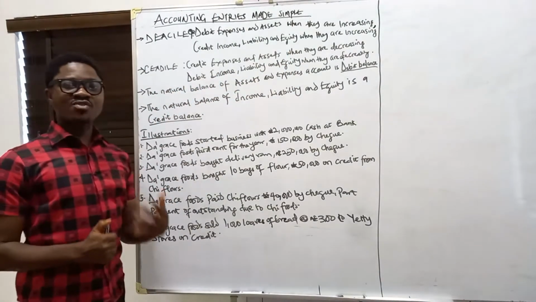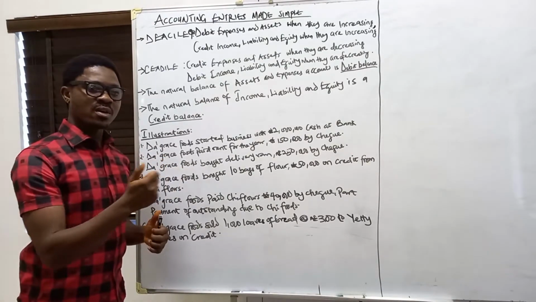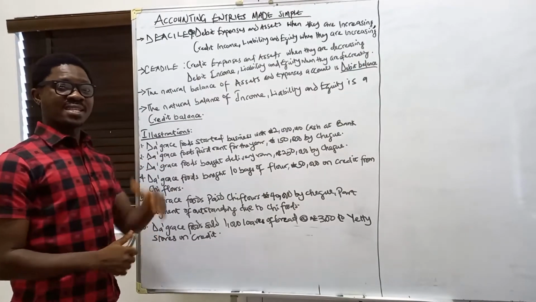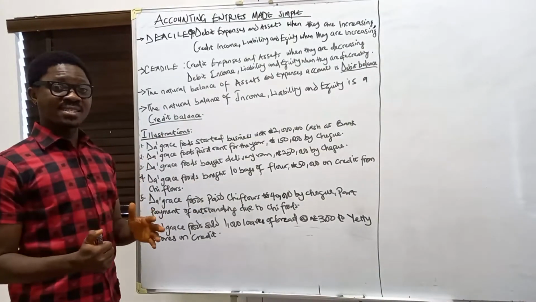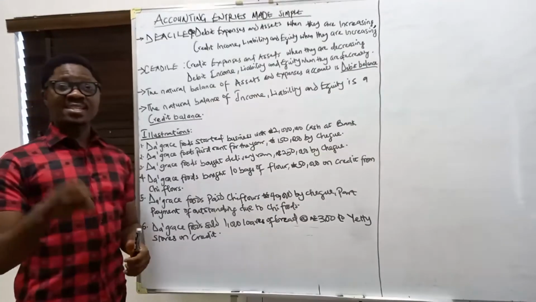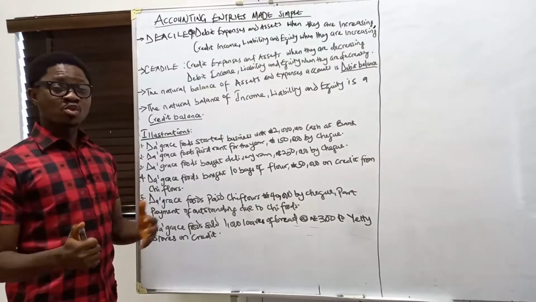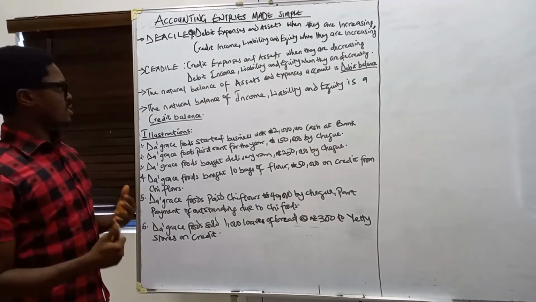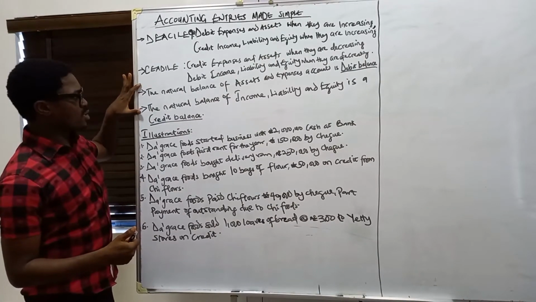So in any transaction, the moment you have figured out that assets or expenses are decreasing, what do you do to them? You credit them. And in any transaction, when you discover that income, liability, and equity are decreasing, what do you do? You debit them. What does this mean? This translates to these two summaries we have here.